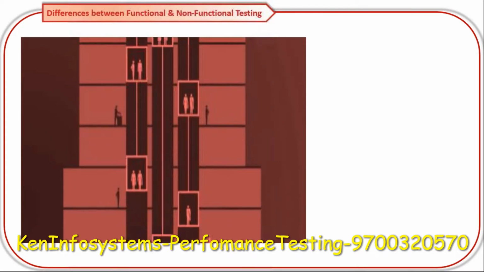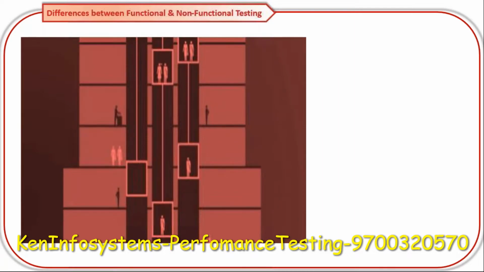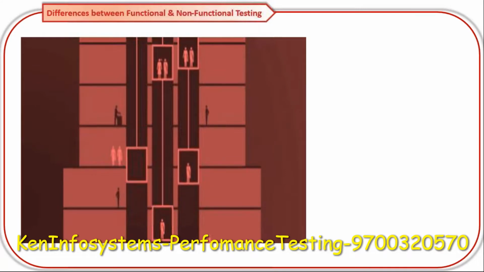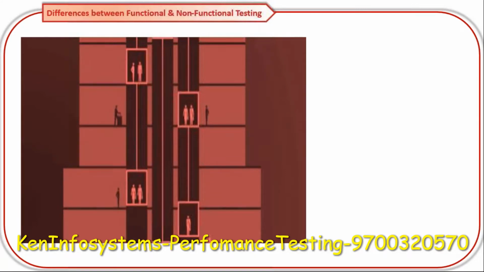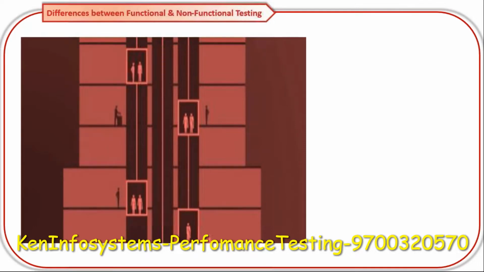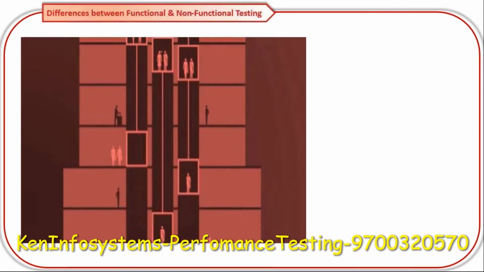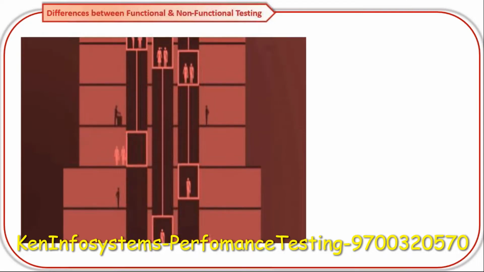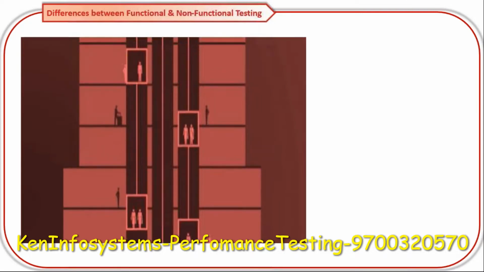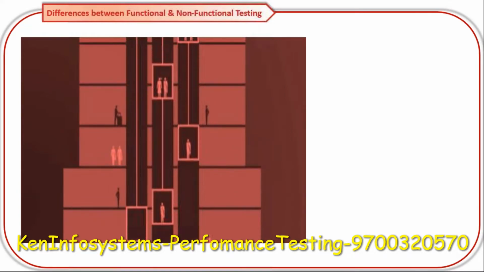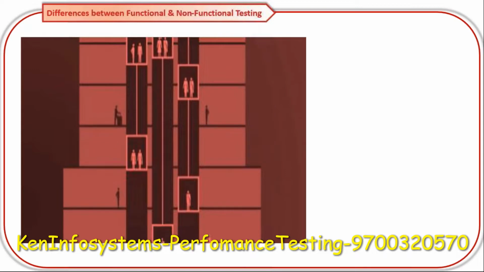Now the non-functional tester comes into the picture. The non-functional tester gets into the lift, and he clicks on floor number 2. He won't bother about the functional aspect because functional testing is already done for this lift, so by default the functionality is working properly. He clicks on floor number 2 and measures how much time it takes the lift to go to the second floor.